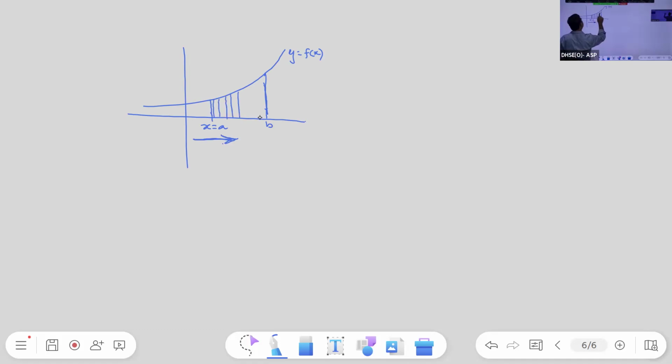Suppose this is a coordinate system. This is the graph of the function y is equal to f of x. There is an ordinate at x is equal to a and another ordinate at x is equal to b. So the lower limit is less than the upper limit. That means we are integrating in the positive direction. So the area of this region is integral a to b f of x dx.